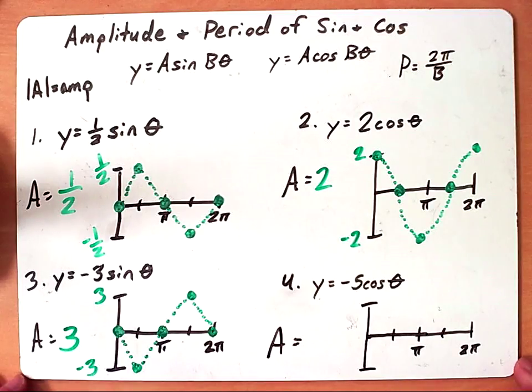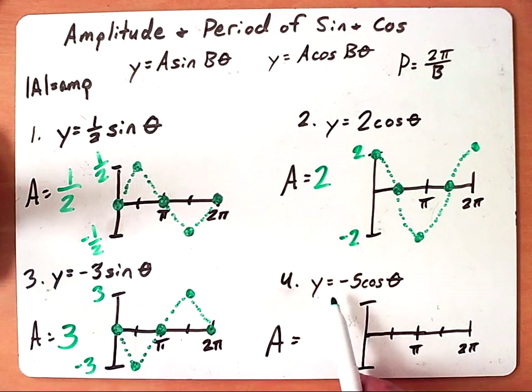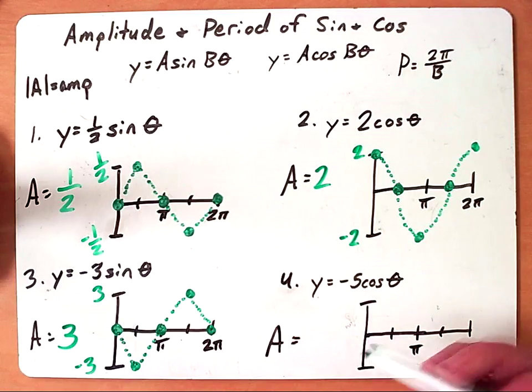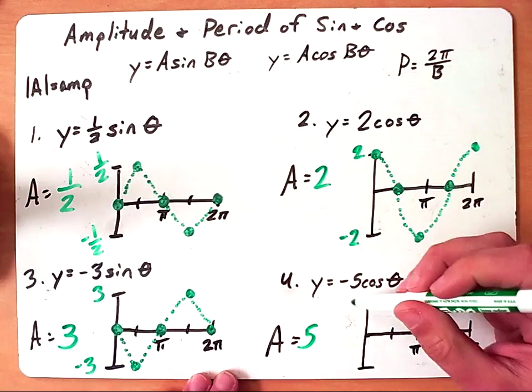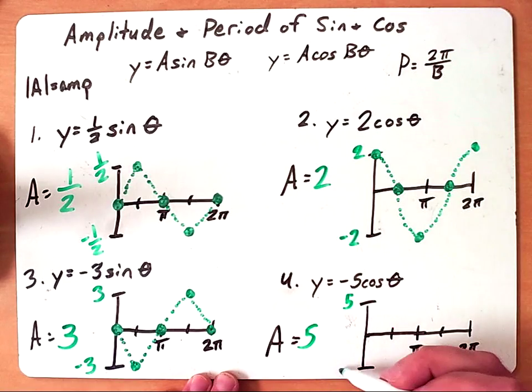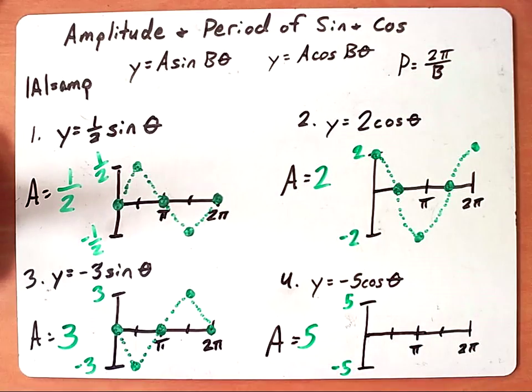All right, let's look at the negative cosine function. So here I have y equals negative 5 cosine theta. All right, so again, we want to take the amplitude. Amplitude is going to be the absolute value of negative 5, so that's going to be simply 5. I'm going to label my maximum as 5, my minimum as negative 5.